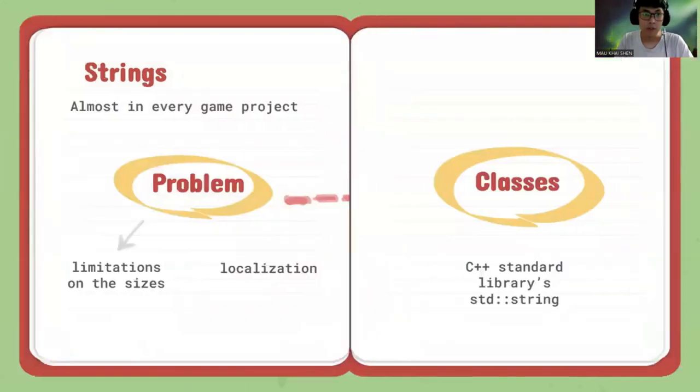All right. So strings exist in almost every game project. However, there are some small problems while using strings, which are the limitation on sizes and also localization. Also, while using strings, we need to use classes, which means importing the library of std string. If not, the programmer might need to use an array of characters.